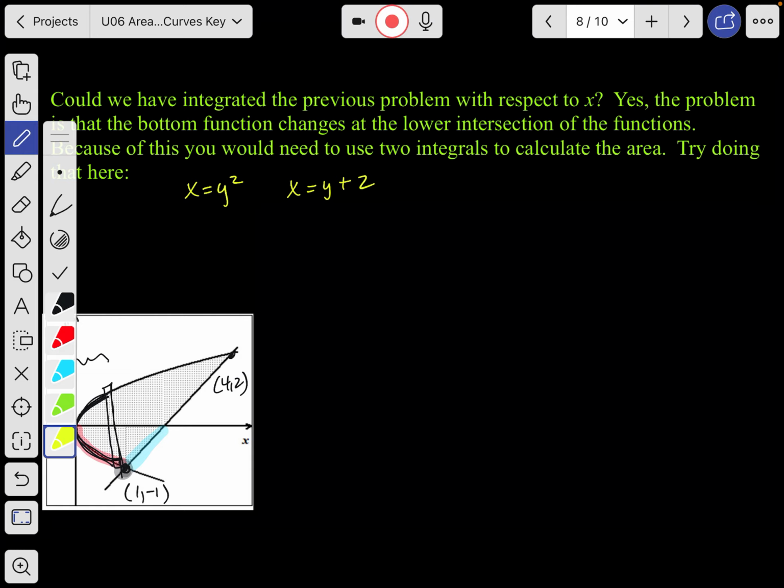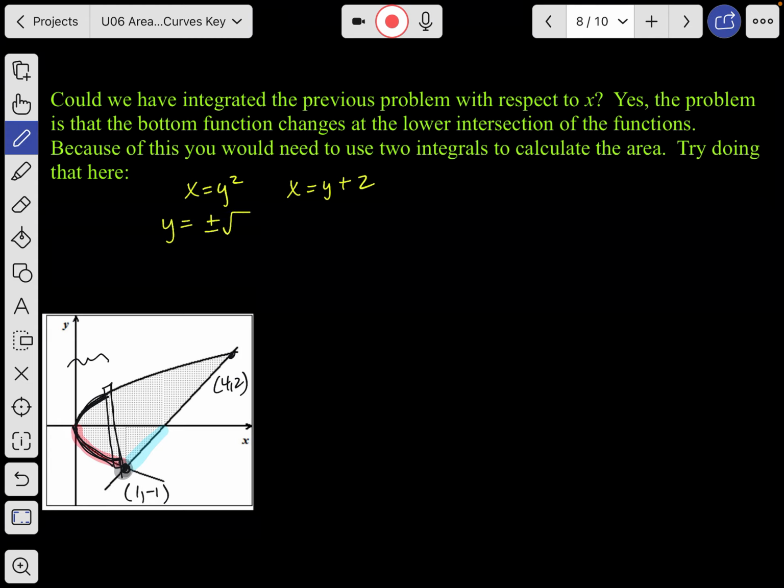All right, so if I solve for y, I've got a square root. So y is equal to plus or minus the square root of x if I take the square root on both sides. Okay, and so for part of the function, I'm going to have the positive square root of x and then the negative square root of x. That's what's going to happen over here. And then if I solve for y over here, that's just going to give me y is equal to x minus 2. So that one's easy.